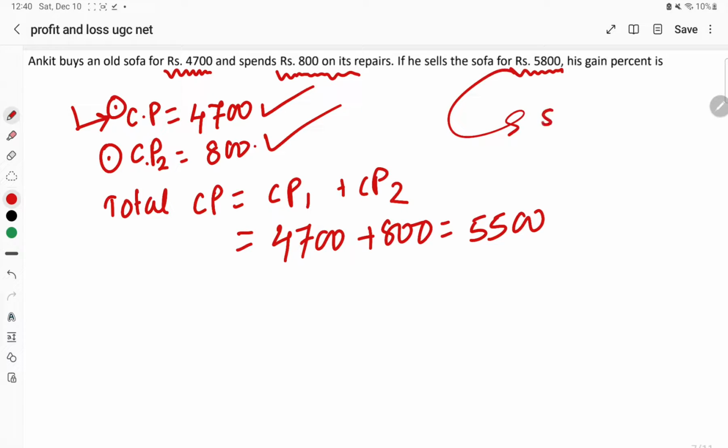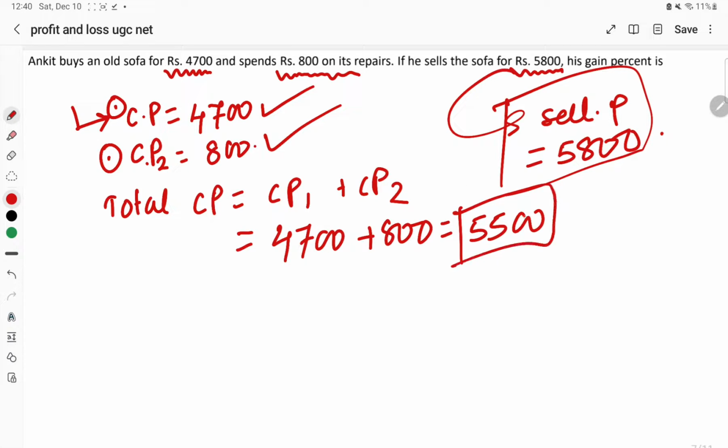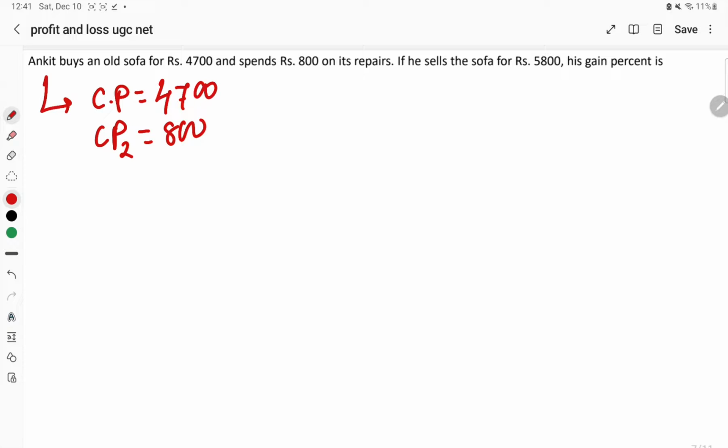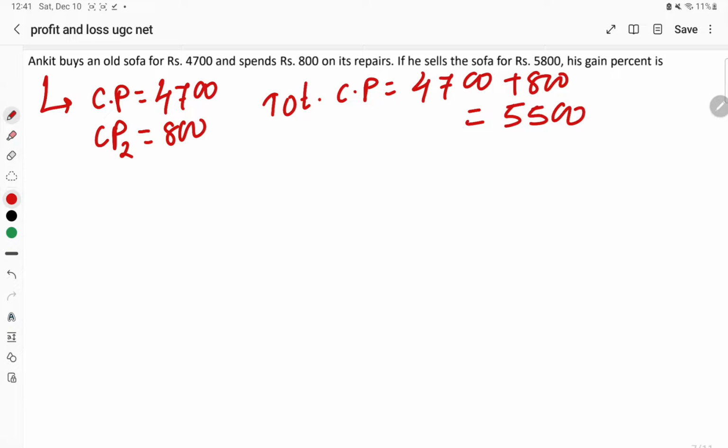Also he is selling the sofa, so the selling price will be 5,800 rupees. Simply here we can see that selling price is greater than the cost price. It means we are gaining some kind of profit. 5,800 minus 5,500 is equal to 300 rupees. This will be the gain. But the question asks us to calculate the gain percentage. How can we calculate it? Look here: the old sofa cost price is 4,700 and he's spending another 800 rupees for its repairing. So the total cost price will be 4,700 plus 800, that is equal to 5,500 rupees. This is the total cost price.